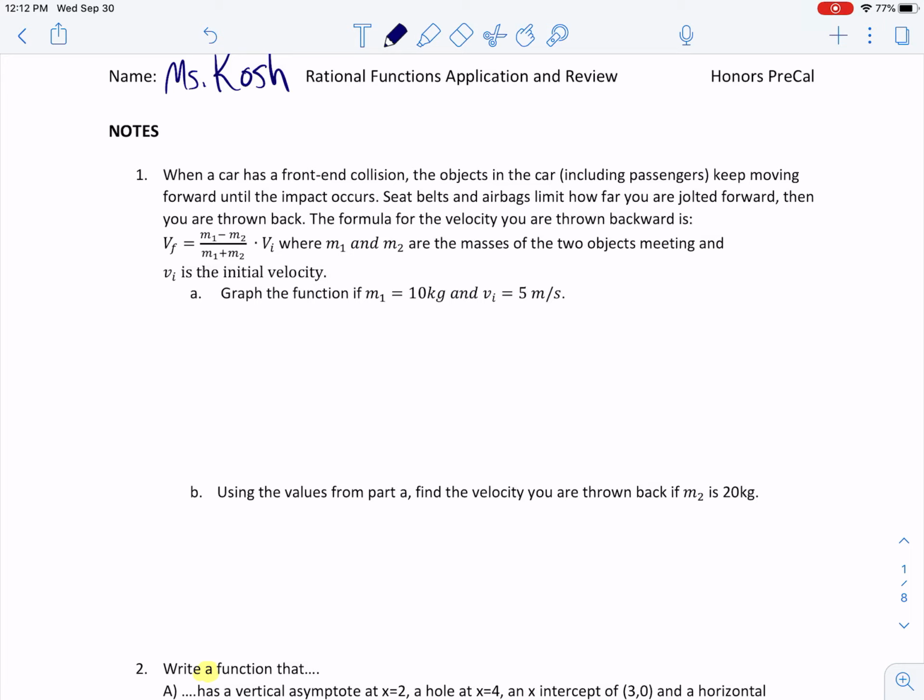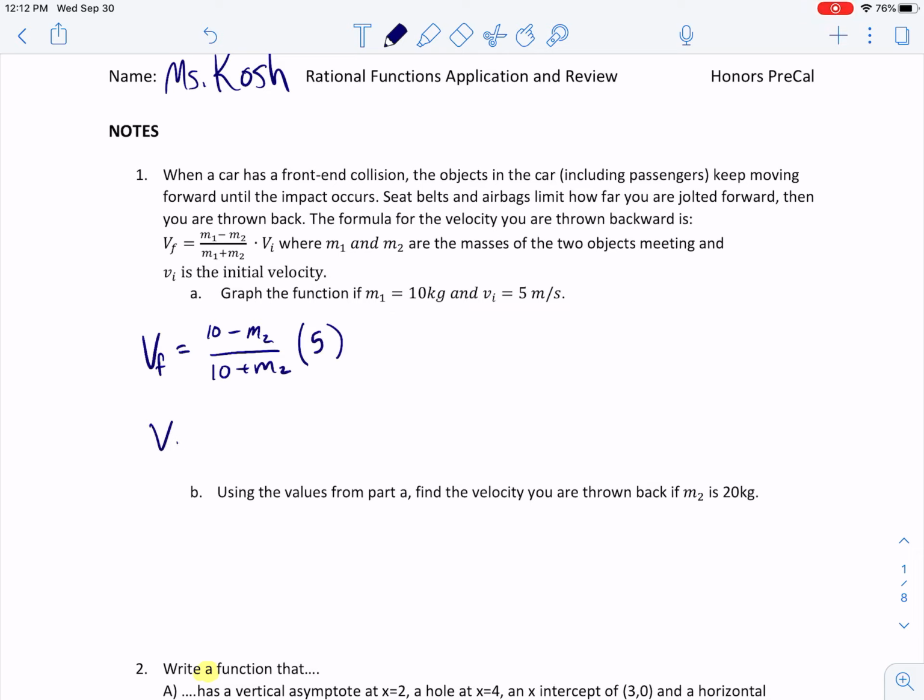Okay, so what we need to do is rewrite this equation. They're telling us that m1 is equal to 10. We don't know m2. So the denominator is 10 plus m2, and then our initial velocity is being multiplied by 5. All I did is take these values and plug them into the equation above. It looks scarier than it really is. But let's clean this up.